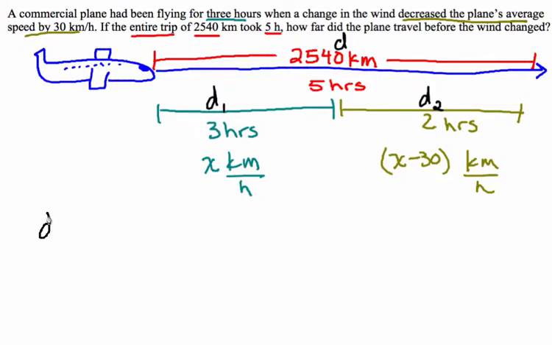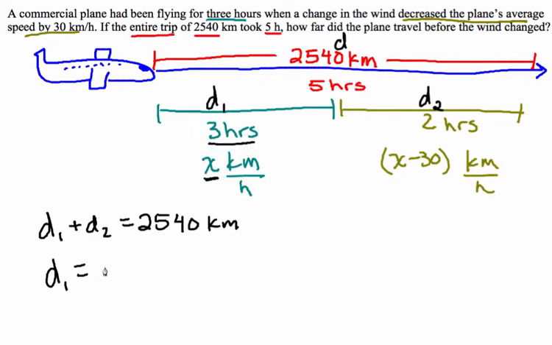We know that the two unknown distances, d1 that they flew for the first 3 hours, plus d2 that they flew for the last 2 hours, has to add up to 2,540 kilometers, because that was the total distance that was traveled. So let's use that distance equals rate times time formula. The first distance, d1, was 3 hours of time at this unknown x rate. So the rate was x kilometers per hour, and the time was 3 hours. So here, the hours cancel, and we're left with 3 times x kilometers is the first distance.